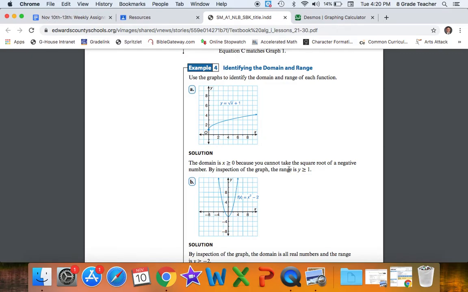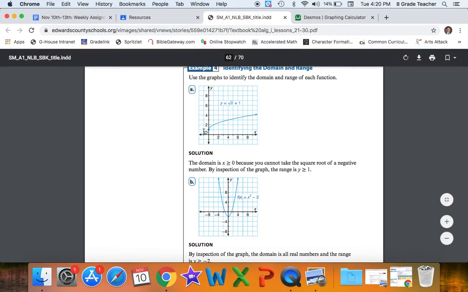By inspection of the graph, the range is y is greater than 1, because the graph doesn't come down below this 1, so it's 1 and greater in the vertical sense for your y-axis. See how that works? There are no values that are below 1. There are no values that are less than 0 for x, so there's your domain and range written in inequality form.